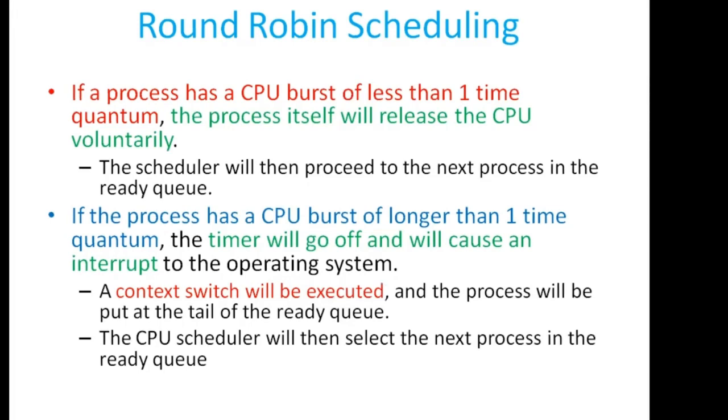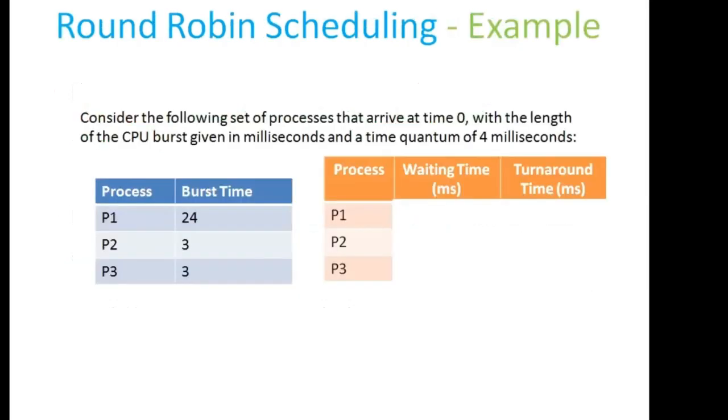Let us look into an example, so that you will have a clear idea about this scheduling algorithm. Consider these three processes, P1, P2 and P3. P1 has a CPU burst time of 24 milliseconds, P2 has 3 milliseconds and P3 has 3 milliseconds. Now let me explain the Gantt chart, how the processes will be executed if the time quantum is 4 milliseconds.